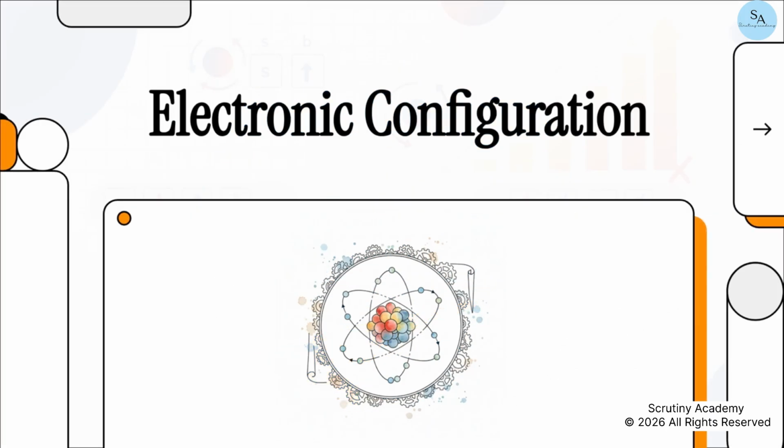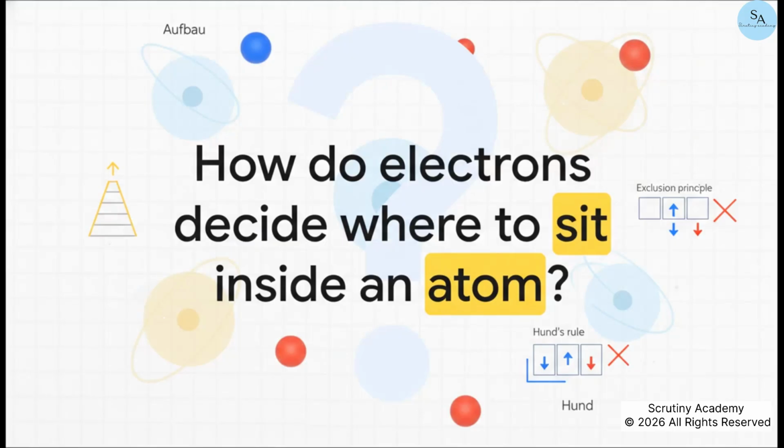Okay, so we know that atoms have a nucleus with electrons kind of buzzing all around it. But you know what? It's not a chaotic free-for-all. There's actually a very specific, super orderly system for how they're arranged, almost like a secret code. And today, we are going to crack that code. Let's get into it. So how do they do it?